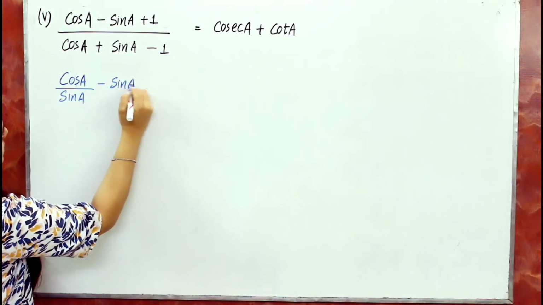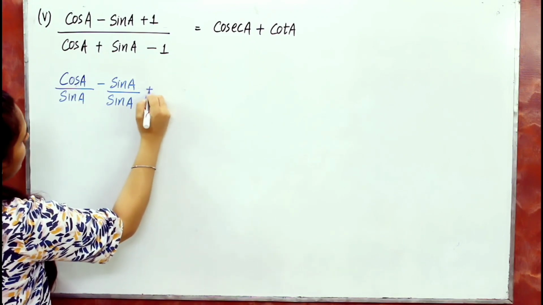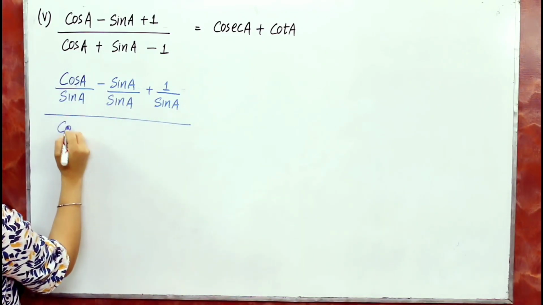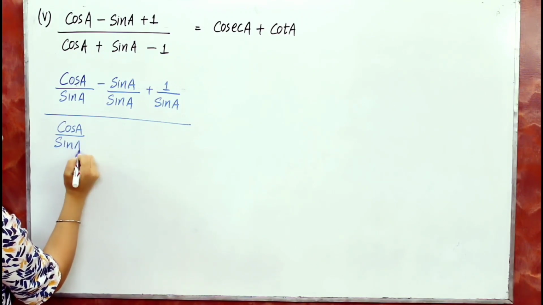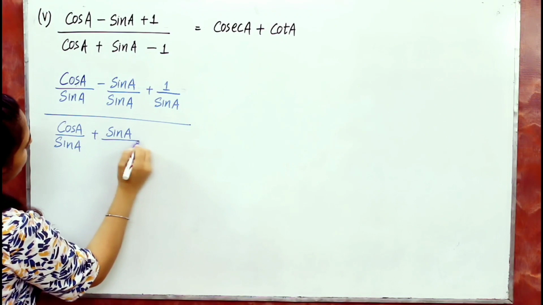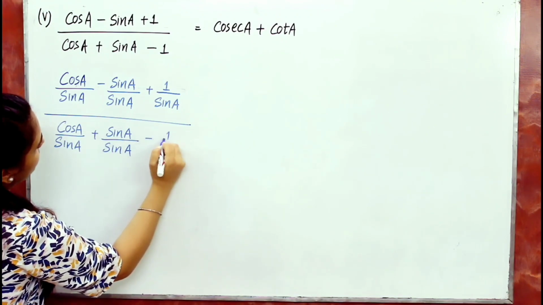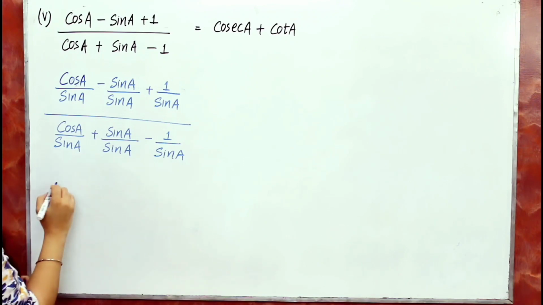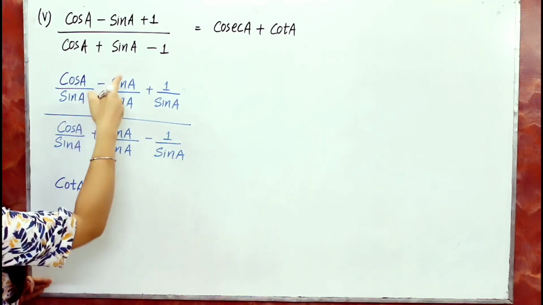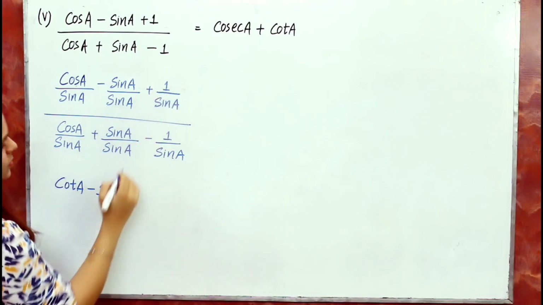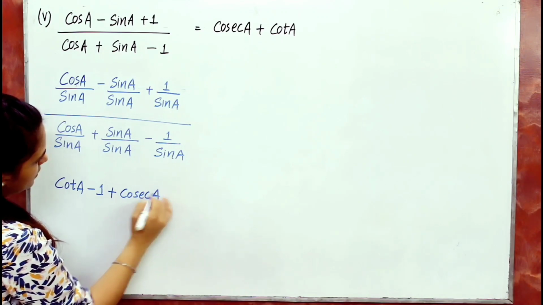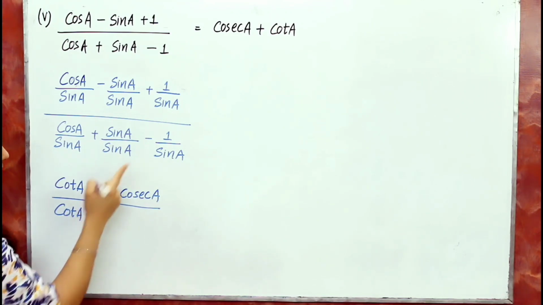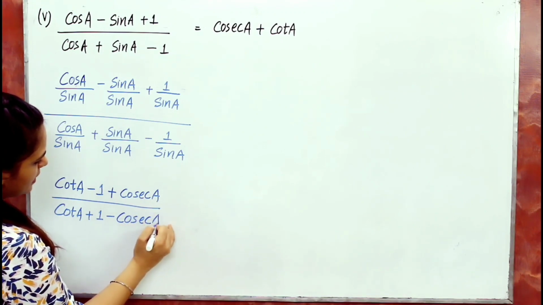In the numerator: cos A upon sin A minus sin A upon sin A plus 1 upon sin A. And in the denominator we do the same thing: cos A upon sin A plus sin A upon sin A minus 1 upon sin A. Okay, we know cos A upon sin A is equal to cot A, and this will be 1, and this is cosec A, upon cot A plus 1, and this is minus cosec A.